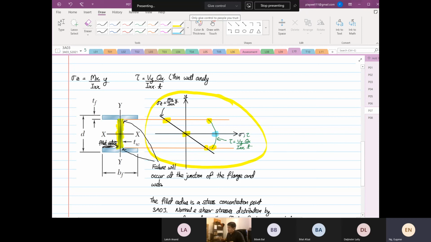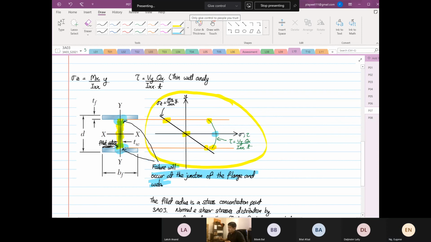So the question asks, how do we calculate, or where do we calculate, to see whether our structure can withstand the load? So where the structure is going to fail. The structure is going to fail where I've circled in blue now. You can see that, right? That is the location where the failure will occur, at the junction of the flange and the what?